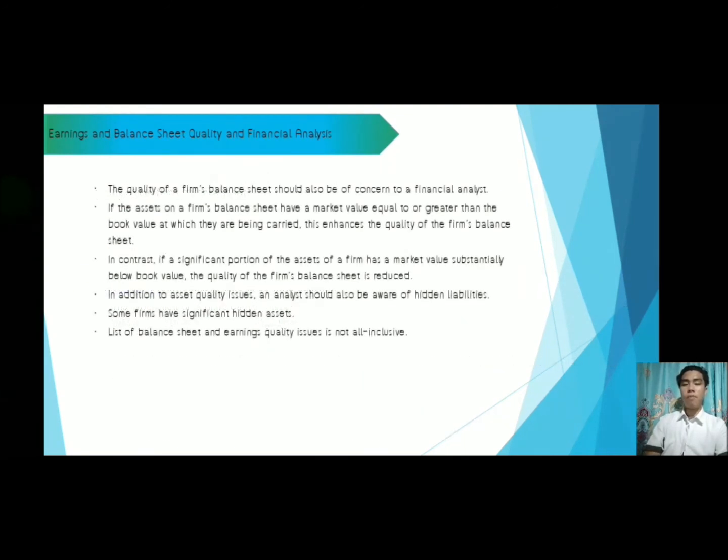A firm's earnings can be viewed as high-quality earnings as a greater proportion of those earnings is derived from regular recurring transactions. To the extent that reported earnings reflect the impact of non-recurring transactions, the quality of those earnings is reduced.